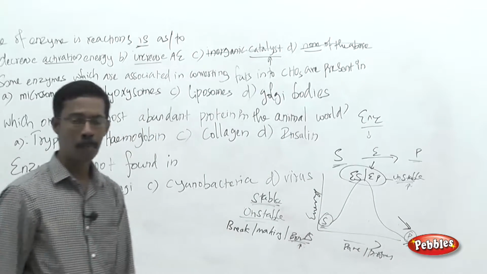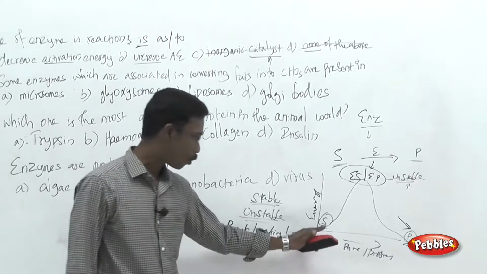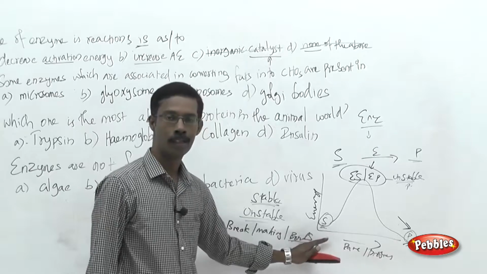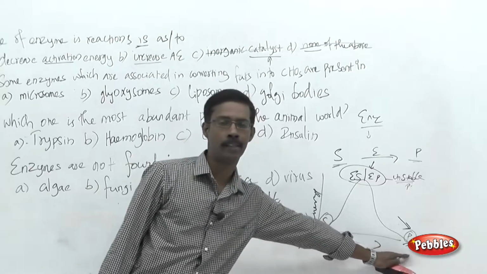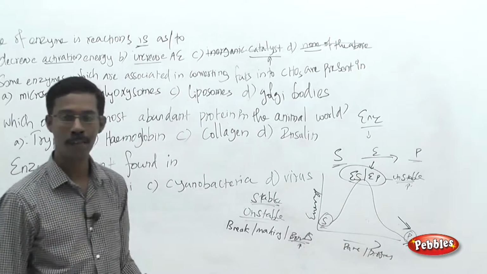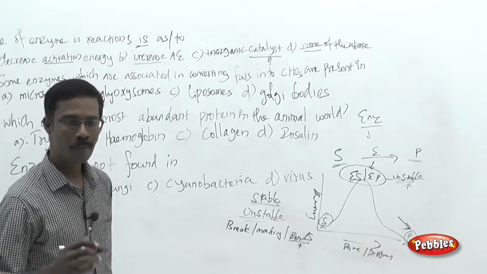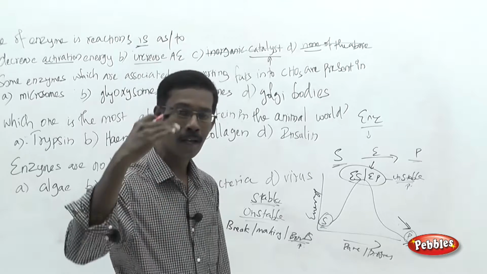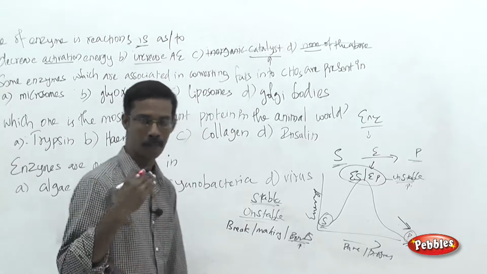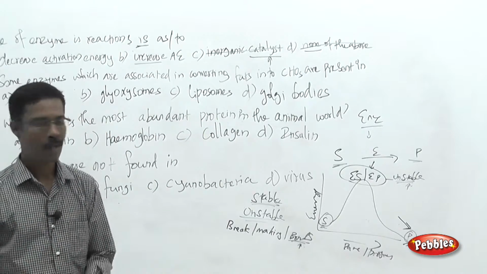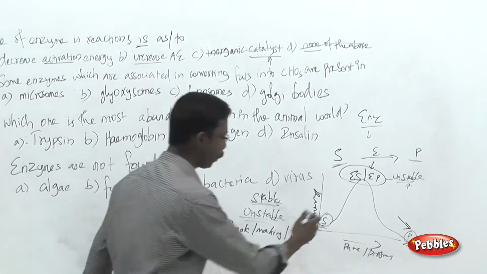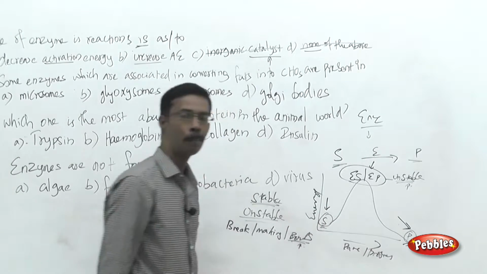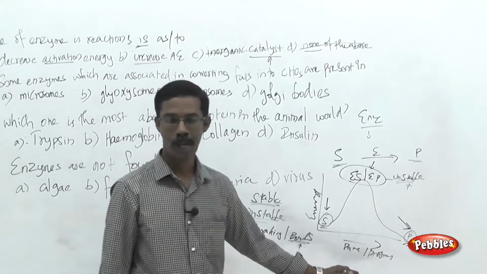The point you have to remember here is the energy levels. Over here the energy is very low, so we call this the stable form. Whenever a molecular structure has higher energy, that is unstable. Whenever the molecule is in its lowest possible energy state, that is called the stable form.